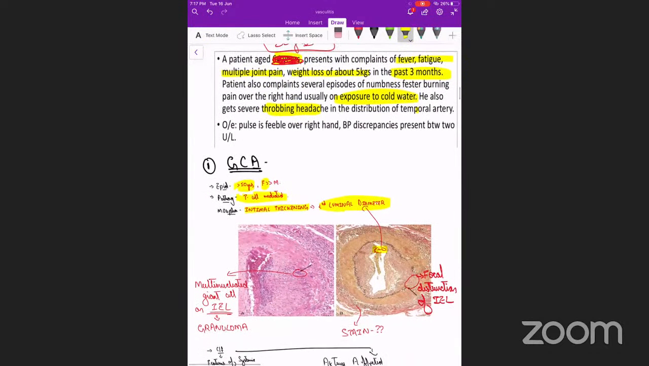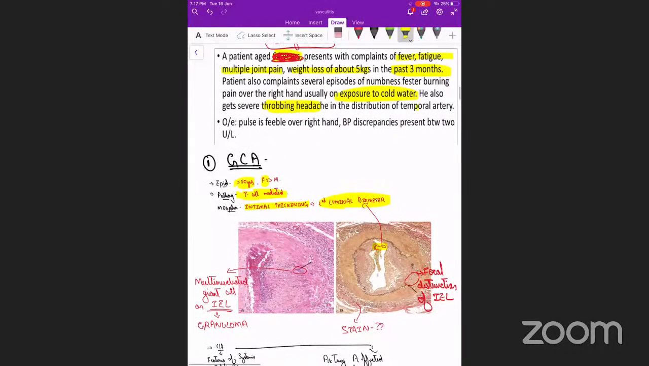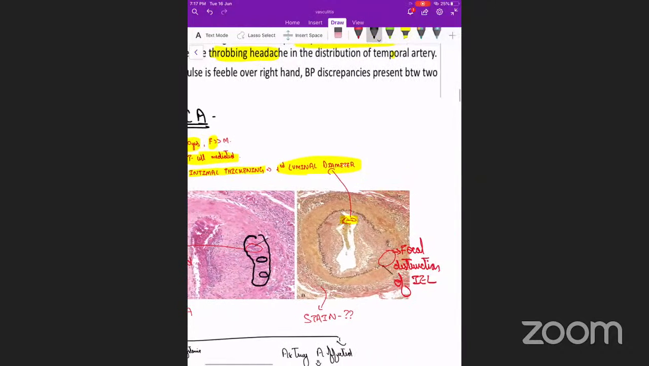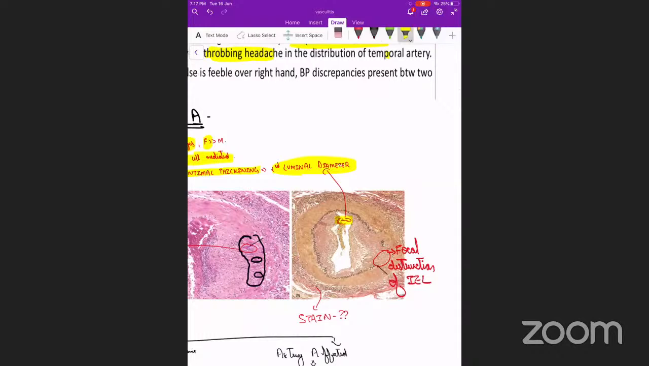Second one is granuloma formation. But what is characteristic for GCA is that this granuloma is distributed over the internal elastic lamina. As we see over here, one granuloma over here, one more over here, one more over here. And one more characteristic feature is focal destruction of the internal elastic lamina. See, one over here, one over here. There is destruction of the internal elastic lamina.